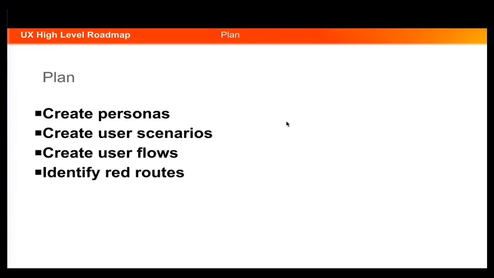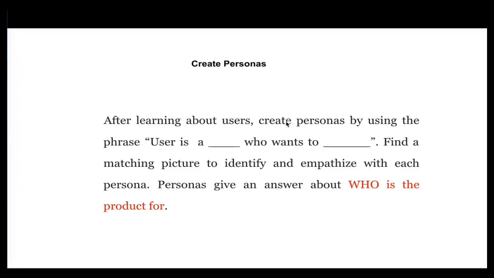So this is when we have our plan. We're going to create personas, create user scenarios, create user flows, and identify red routes. So here's how we create a persona. After learning about our target user, we're going to create a persona by using the phrase, user is a blank who wants to blank. So this could be user is a, let's say, dentist who wants to get more clients. We're going to find a matching picture to identify and empathize with each persona. Personas give an answer about who the product is for.